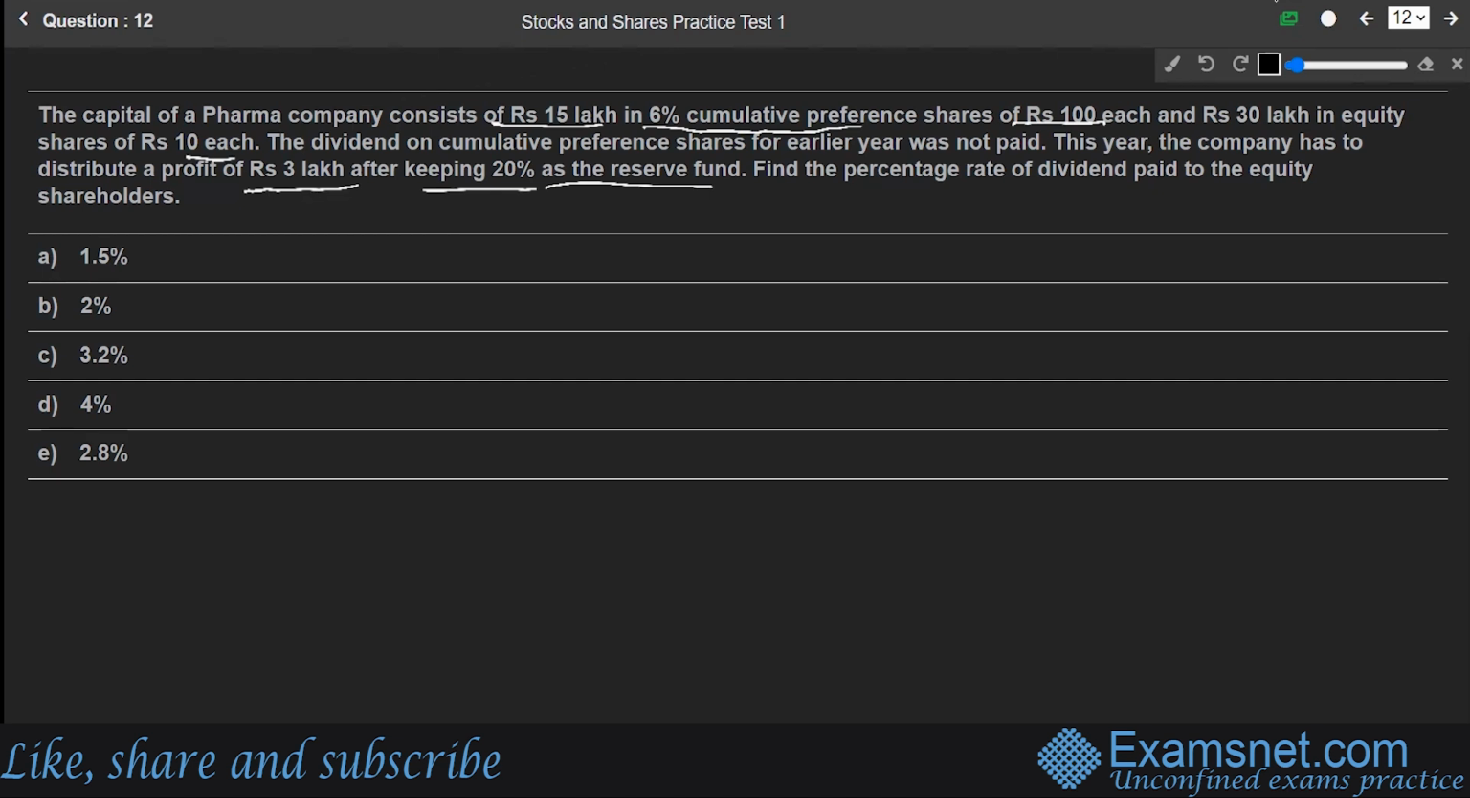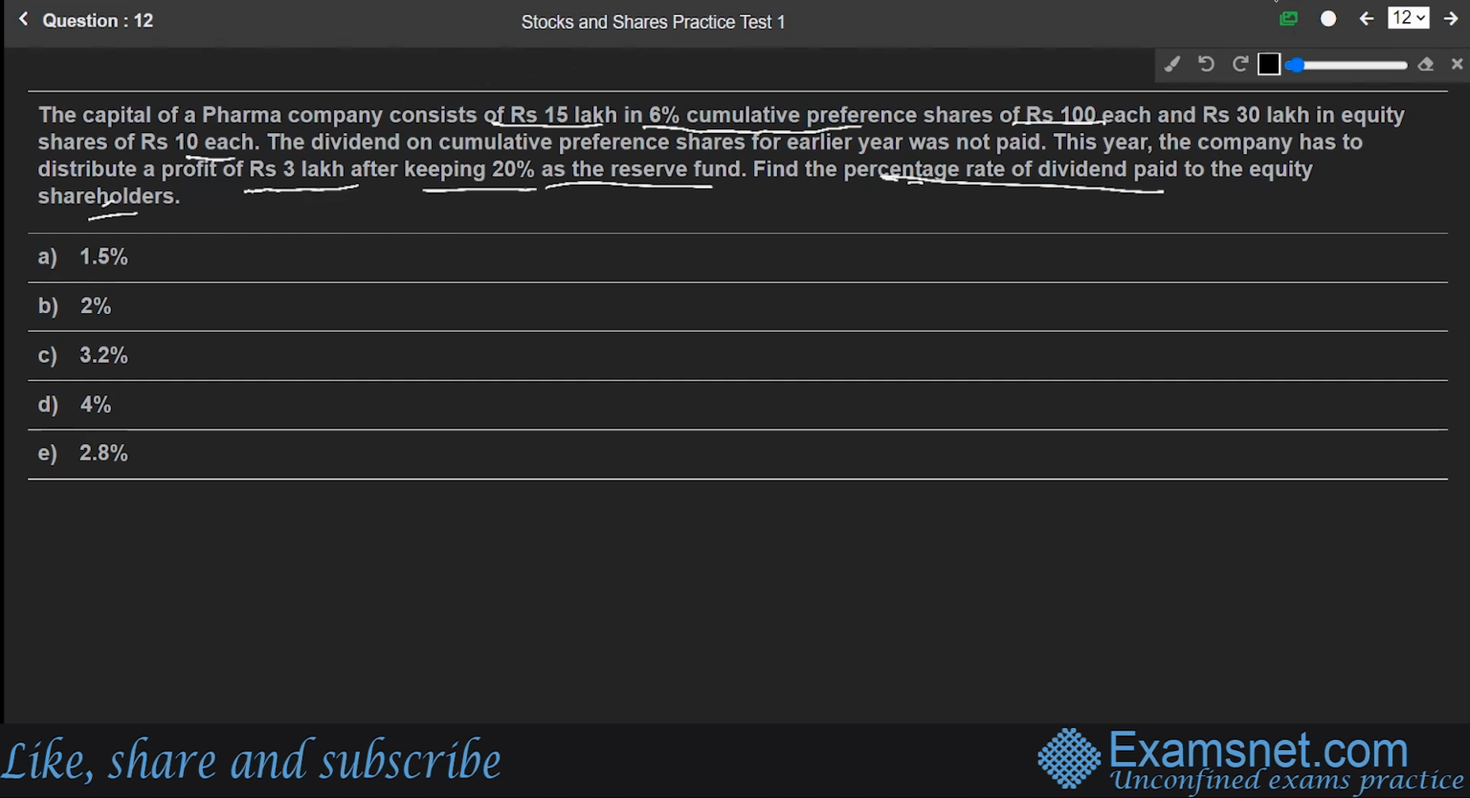So what we'll do, we'll find out the 20% of 3,000, and that we'll save for the company, and the rest of the part we'll distribute in the two companies. Find the percentage rate of dividend paid to the equity shareholder. So what is the approach?